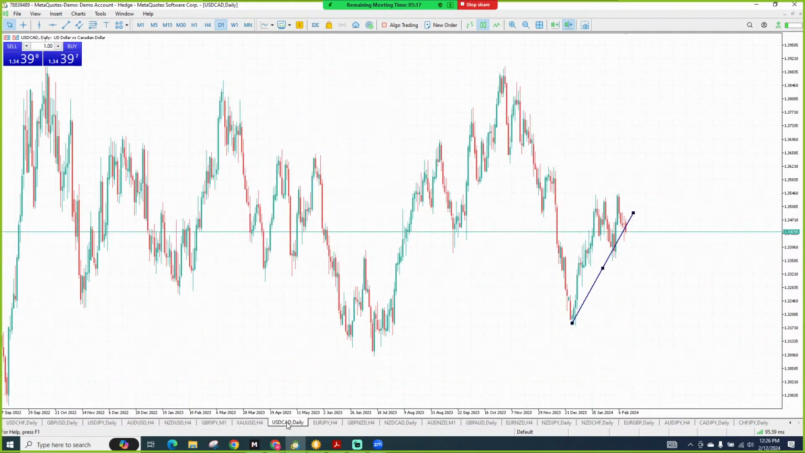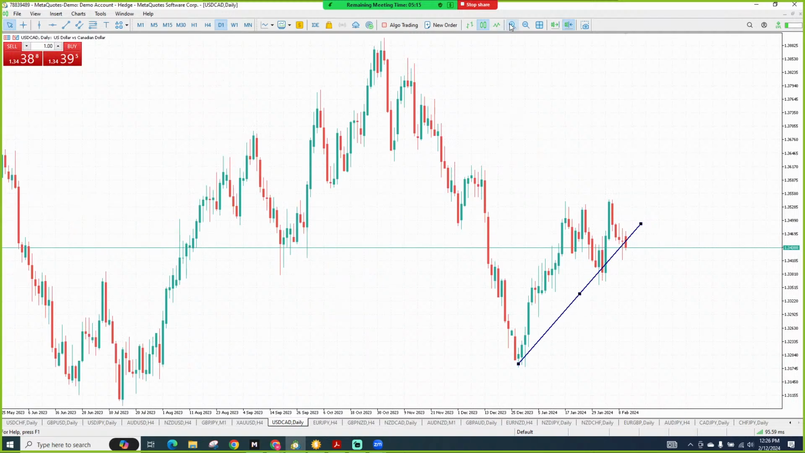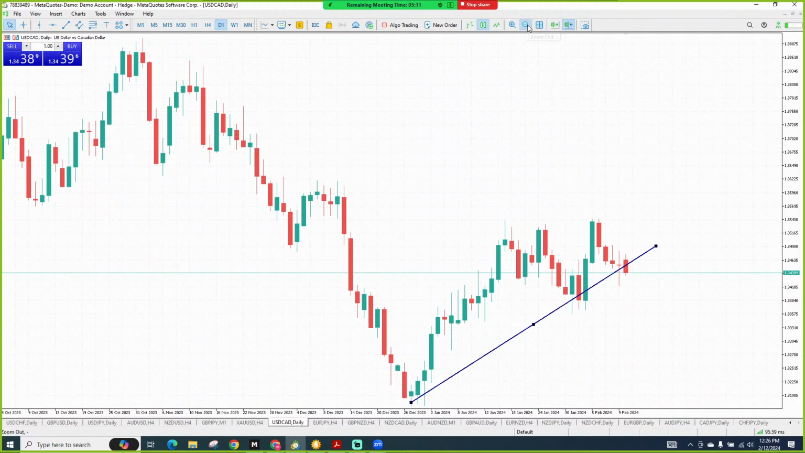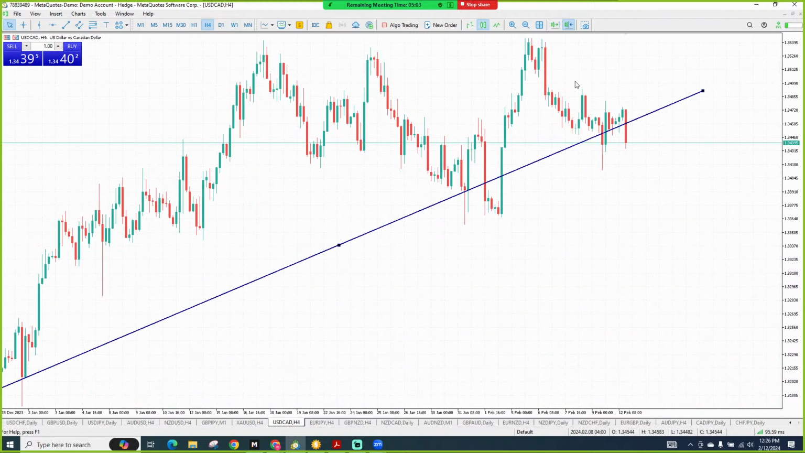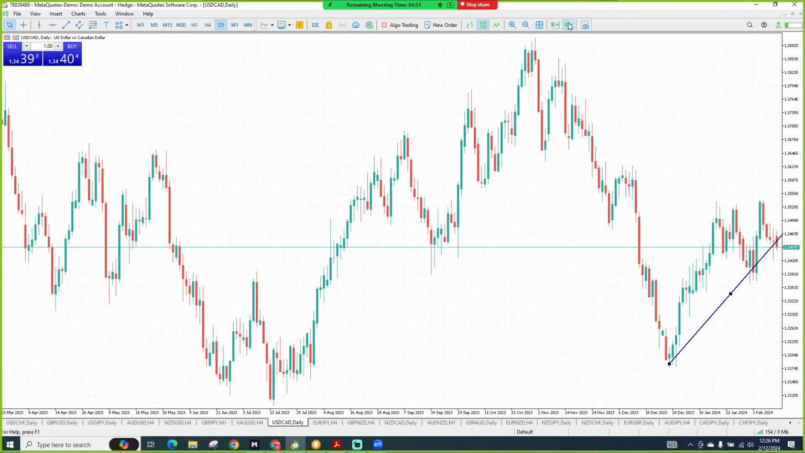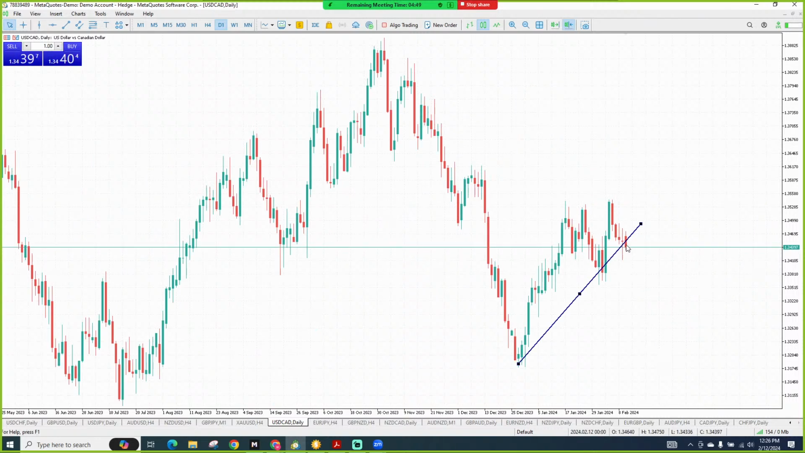Yeah, this is USD CAD daily. Now I'm waiting for this. If you see the line that we drew in daily, because if I want to trade this, I'll trade at the daily rate. I'll wait for this candle to break completely, so that the next candle is outside of this support line. It might come down a little bit. Yes, the next candle is out of that support line.